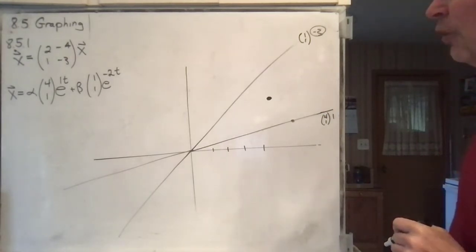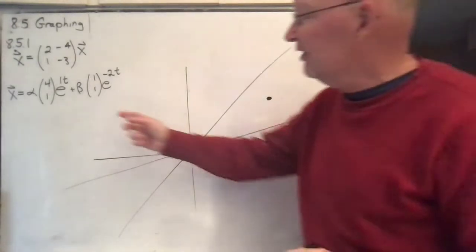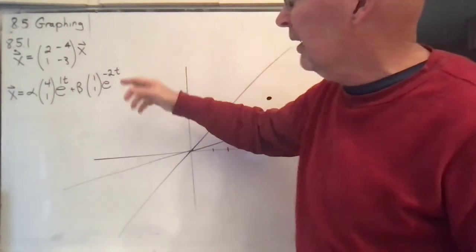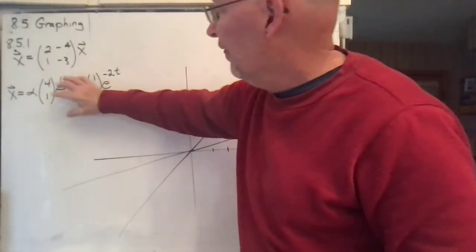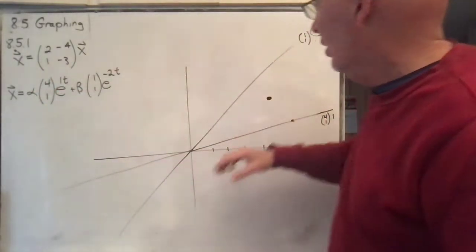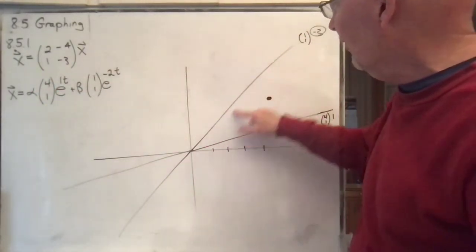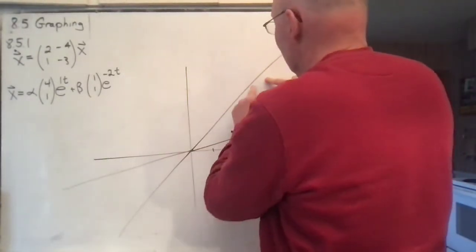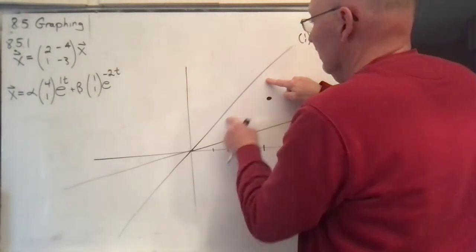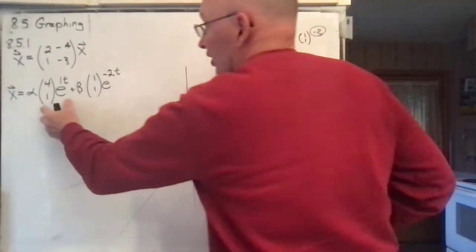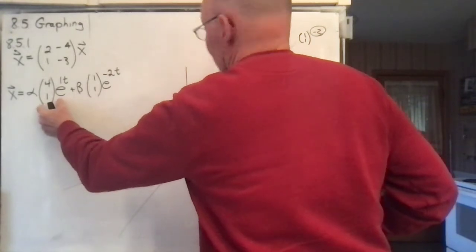Okay, so what's going to happen to this one now? As t goes to infinity, as t becomes a positive number, this is the one that's going to dominate. This one is going to go to 0. So this portion right here, the portion that's in the direction of this right here, is going to get smaller and smaller, and I'm just going to get closer and closer to this thing.